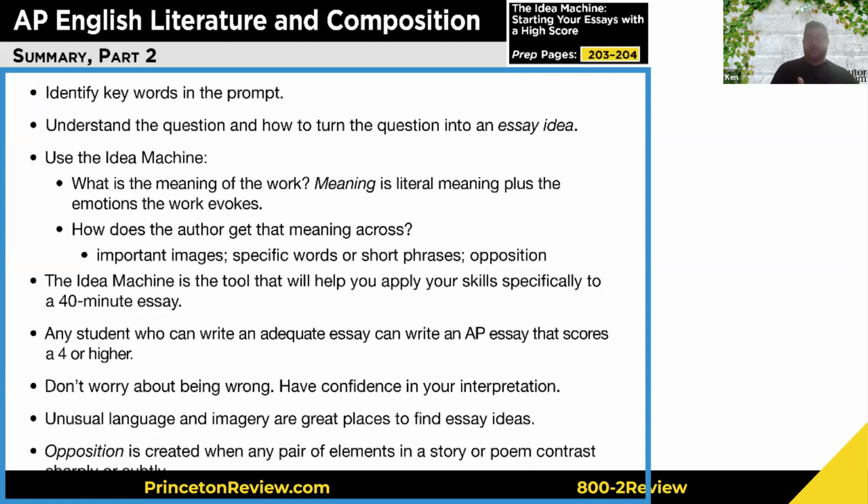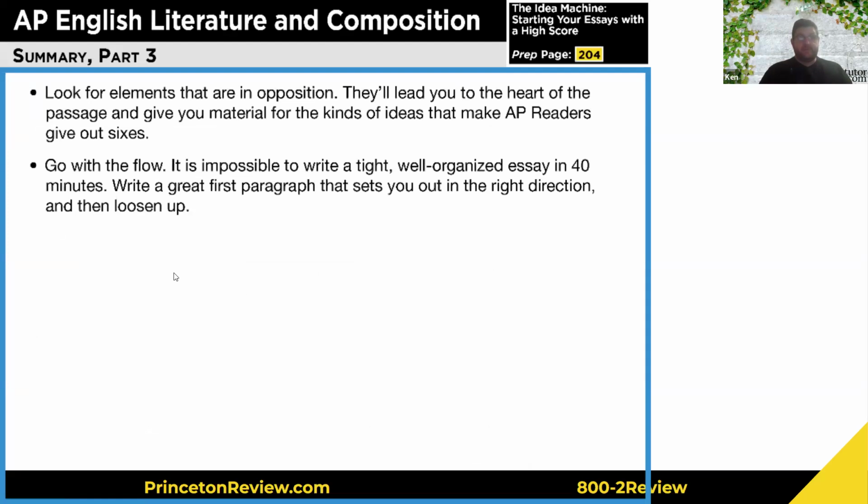Understand that anyone who can write a good essay can get an AP essay that scores 4 or higher, which will get you college credit basically anywhere. Remember, you are not really going to be fact checked here, because it's interpretation and opinion. As long as you can support your interpretation with evidence, you're right. So understand too, you are not being judged on writing a perfect essay in 40 minutes. Write a great first paragraph, and then even if the remaining paragraphs aren't as flawless, as long as they connect to that first one, you're going to be fine.